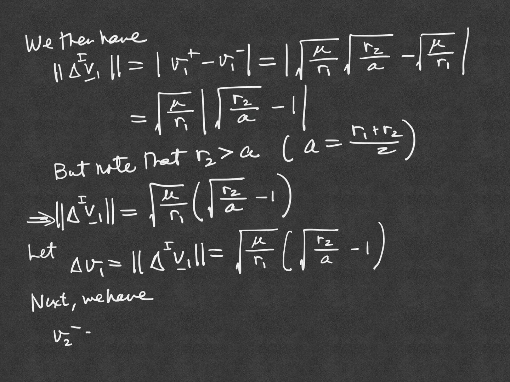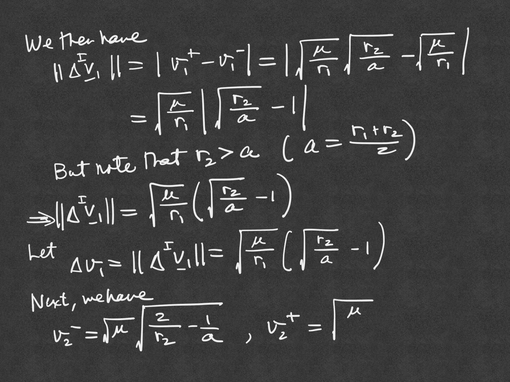So next we have v2 minus is equal to, well, now let's be careful, because we're at the apoapsis of the transfer orbit, so it's the square root of mu times the square root of 2 over r2 minus 1 over a, because the apoapsis of the transfer orbit is r2. And v2 plus is equal to the square root of mu over r2, because after we apply the second impulse, we're in a circular orbit of radius r2.